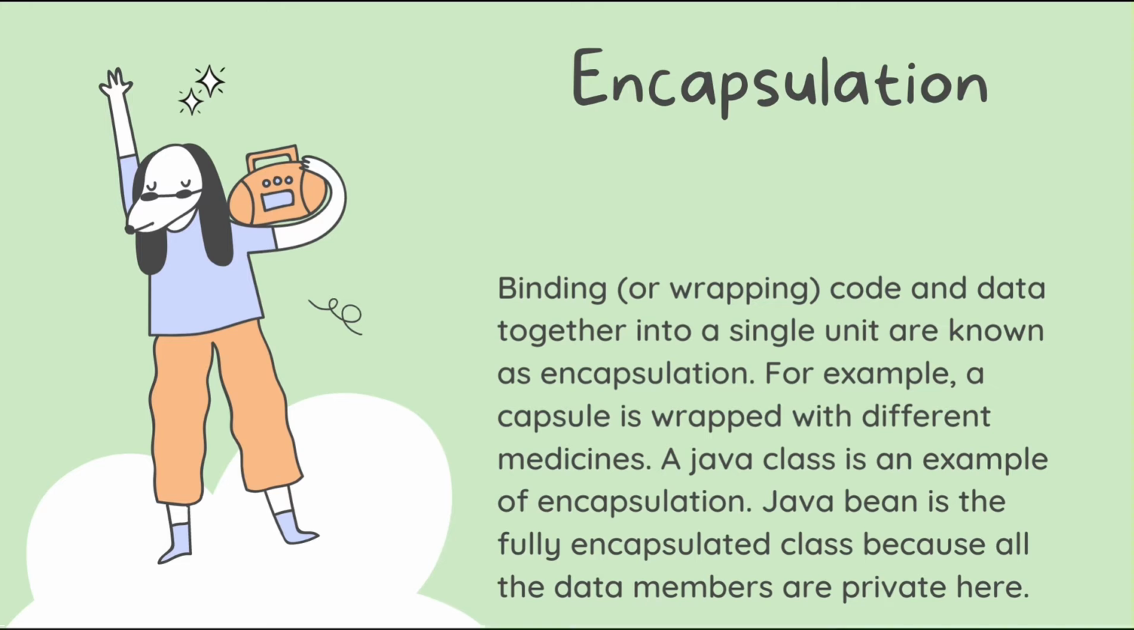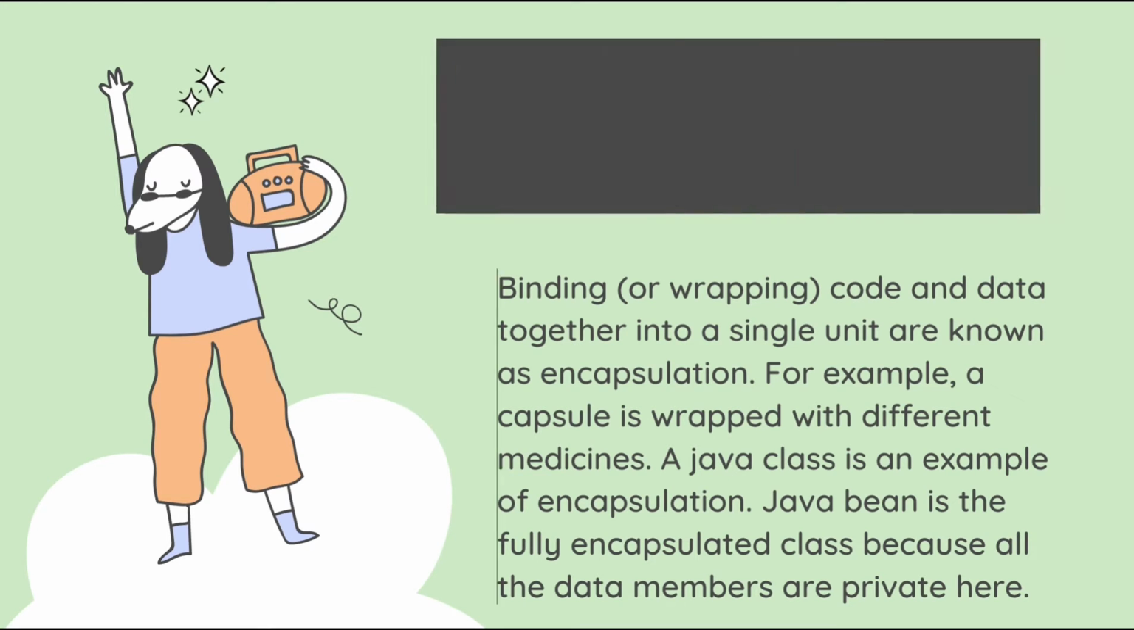Encapsulation: wrapping code and data together into a single unit is known as encapsulation. For example, a capsule is wrapped with different mechanisms. A Java class is an example of encapsulation. A Java Bean is a fully encapsulated class because all of the data members are private.